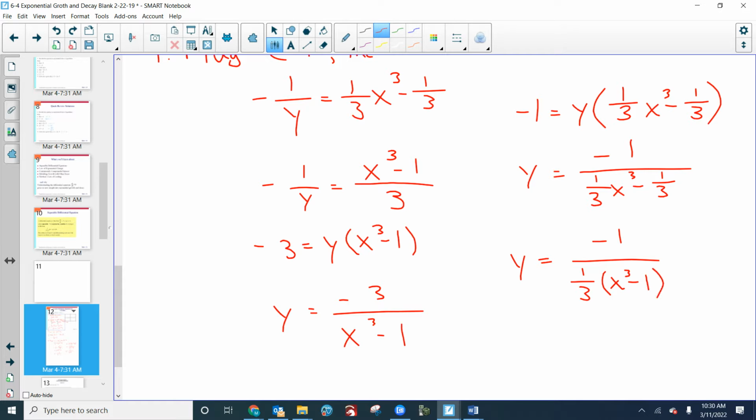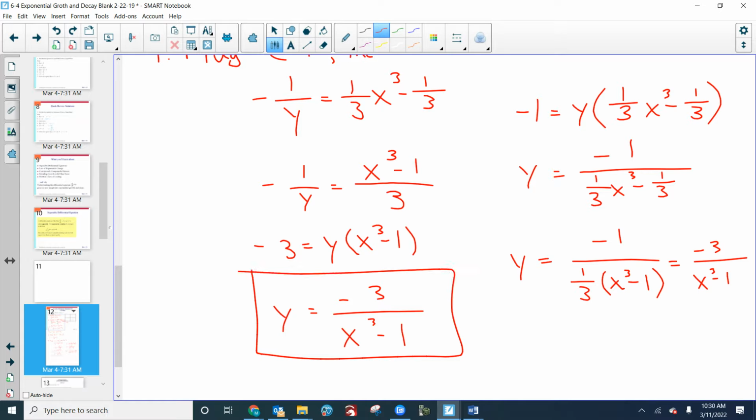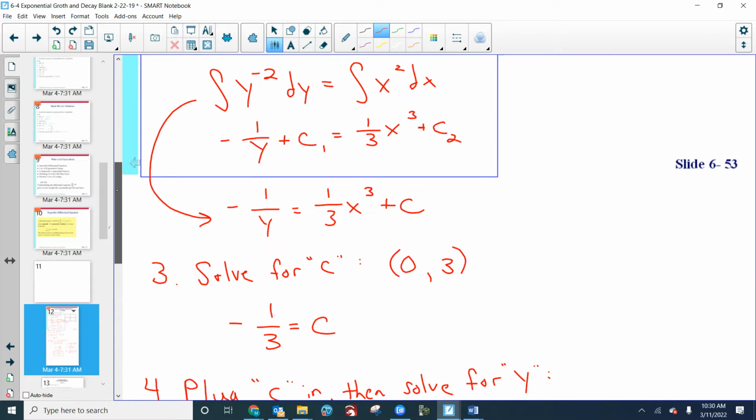Keep, change, flip. Okay, guess what that is? That is the solution to the separable differential equation. Do you remember writing down the words particular solution and initial condition? Remember those? Let's practice. What was our initial condition on this problem?